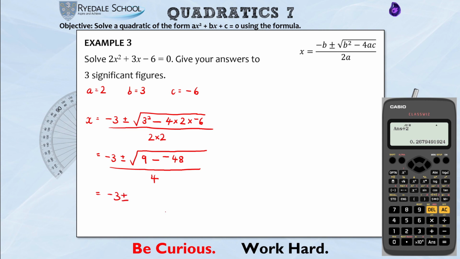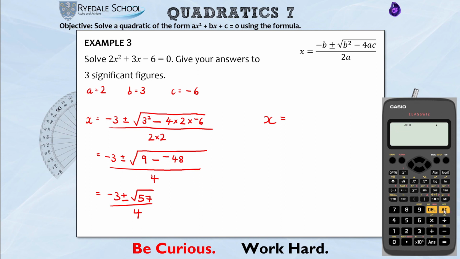So you will remember in the starter activity, we subtracted a negative number. That is equivalent to adding. So this square root becomes the square root of 57. 9 plus 48. All divided by 4. So let's type this into our calculator and let's see what answers we get.